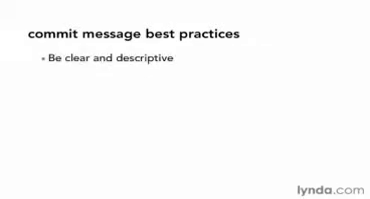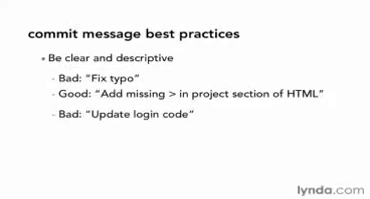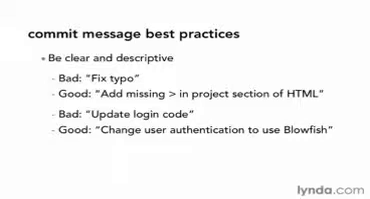So you want to be clear and descriptive. So for example, "fix typo" would be an example of a bad commit because it doesn't really tell what's going on. A good example would be "add missing closing bracket in project section of HTML." Much more descriptive of what we were doing, what was going on, what is the typo, what were we in here trying to fix. Bad, "update login code." That's pretty general. A good example, "change user authentication to use Blowfish," right? Much more descriptive about what was going on and what we were doing with this change. Again, providing good labels on the outside of the envelope.